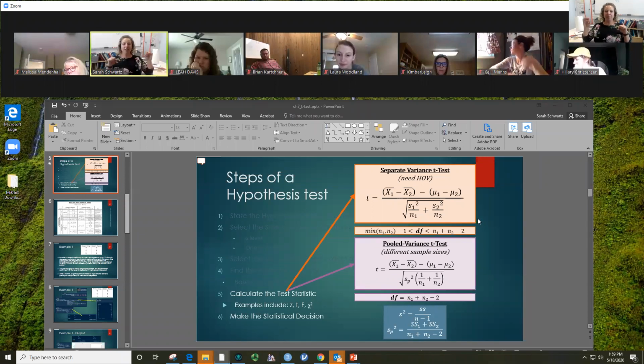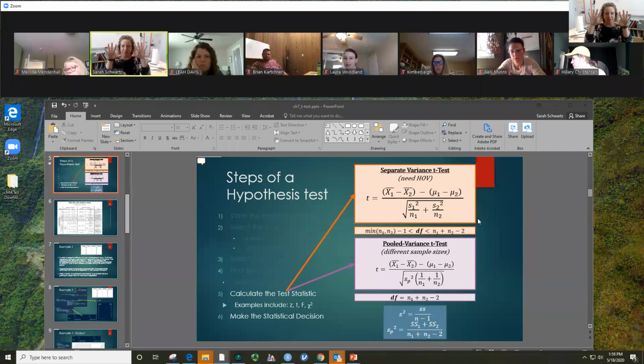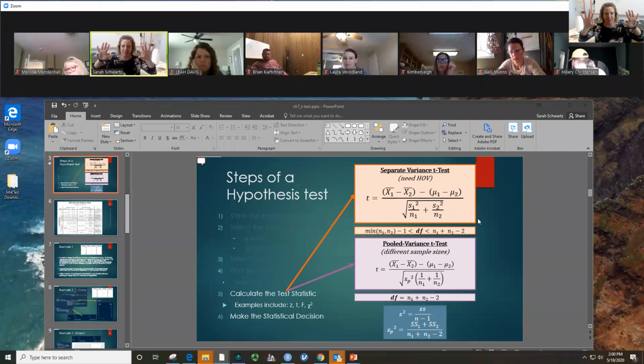Now, what if my sample sizes were 5 and 5? What's the biggest the degrees of freedom could be? Sample size 5 and 5. Combined sample size is 10. Take away 2 is 8. 8 is the most the degrees of freedom could be. Then what's the smaller of the two sample sizes? They're the same, so it doesn't matter. Now take away 1. You get 4.